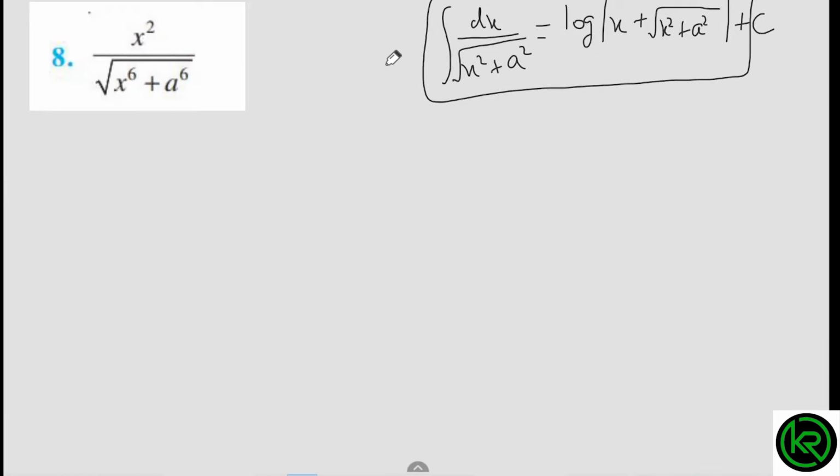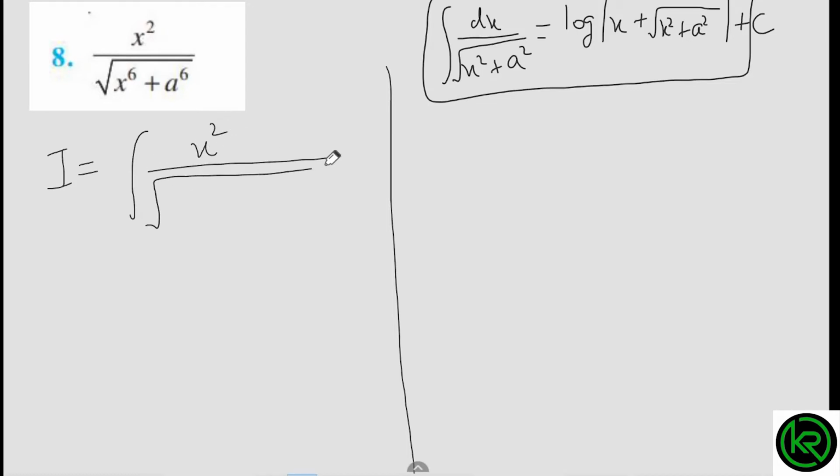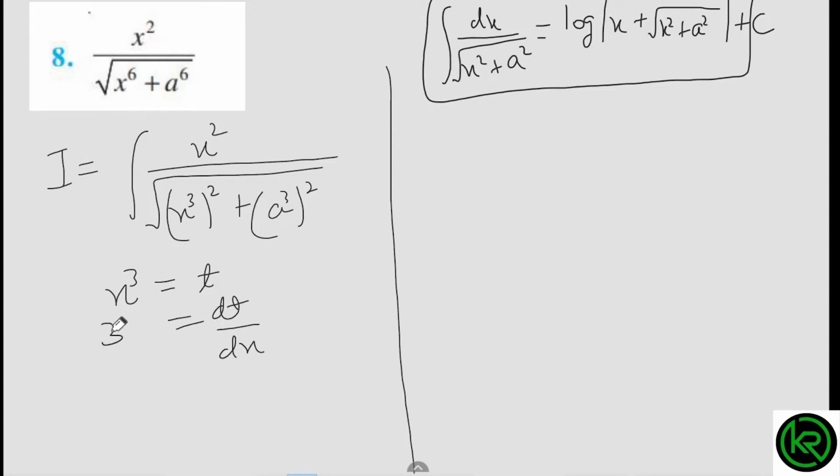Next question, question number this, x square upon x cube square plus, here we can write a cube square. Okay, so x cube we will take t and differentiate both sides with respect to x, dt by dx, and x cube differentiation is 3x square, so x square dx value will be equals to dt by 3.